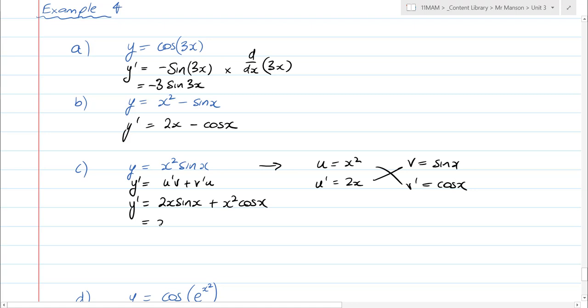This doesn't make it much nicer, but you should always be thinking about it. Sometimes it'll achieve nothing, but sometimes it will achieve something. And D, my last one for the first example here.